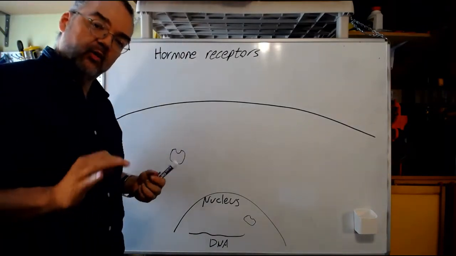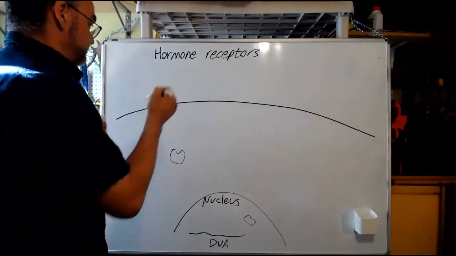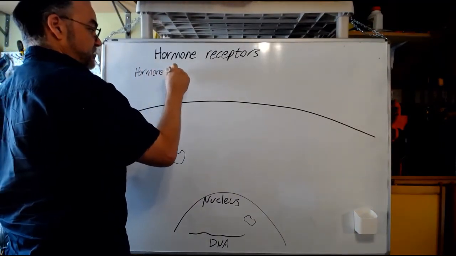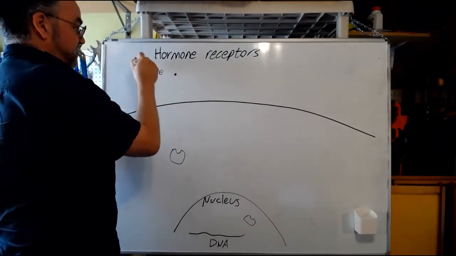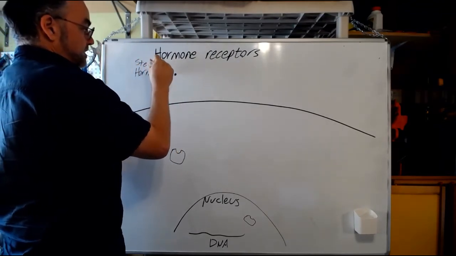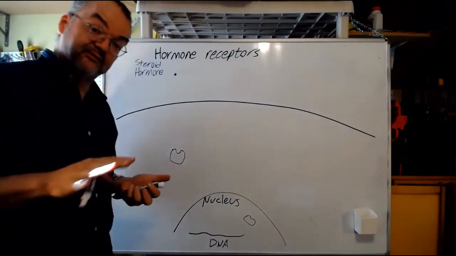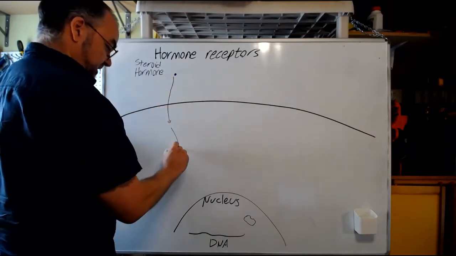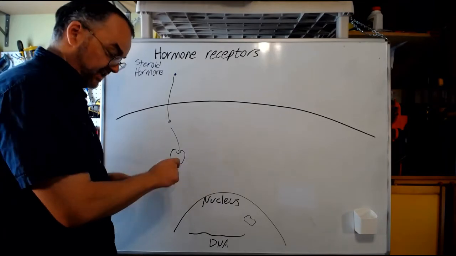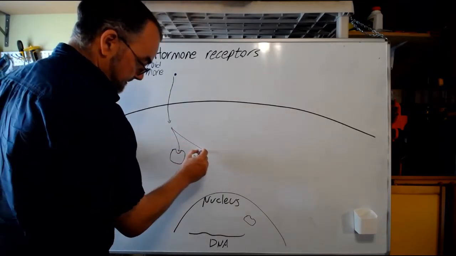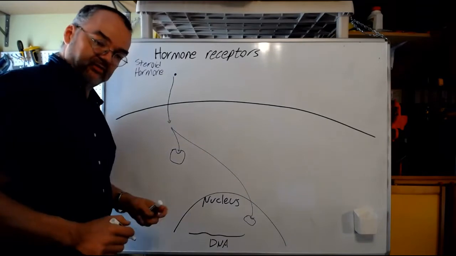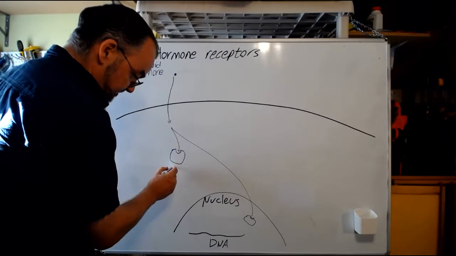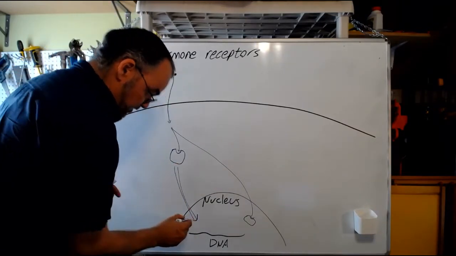Now, if you've got a hormone that can penetrate cell membranes, so let's make one of those hormones here. This would be, for example, let's say this is a steroid. Steroid hormones, since they can diffuse through cell membranes, can just pass right into the cell and then either bind to a receptor here in the cytoplasm or go straight to a receptor in the nucleus. If it binds to a cytoplasmic receptor, that receptor then moves to the nucleus usually.